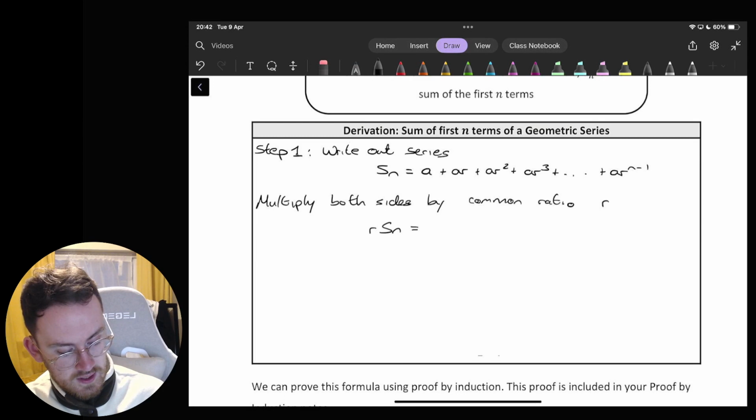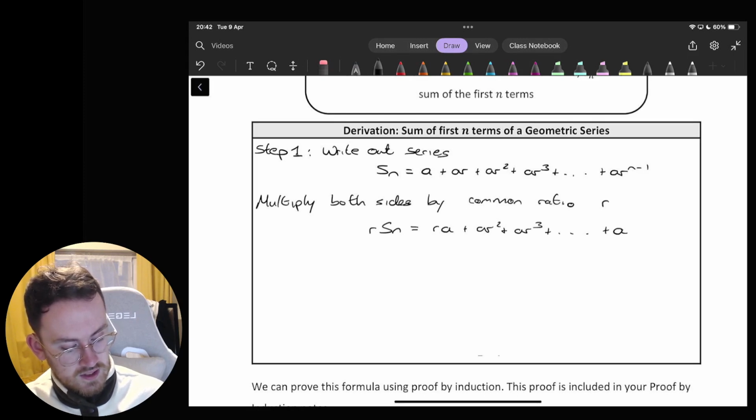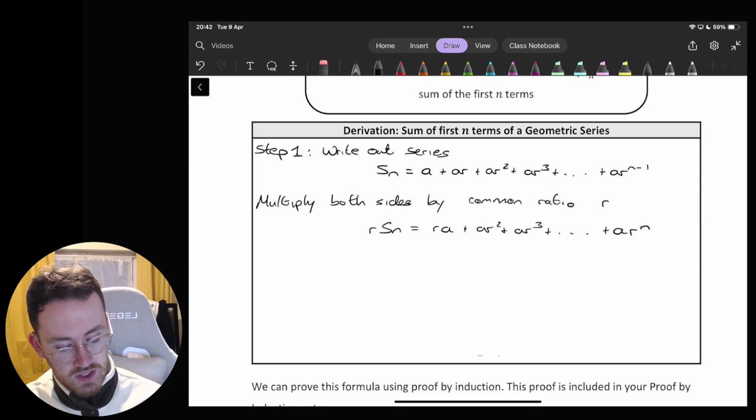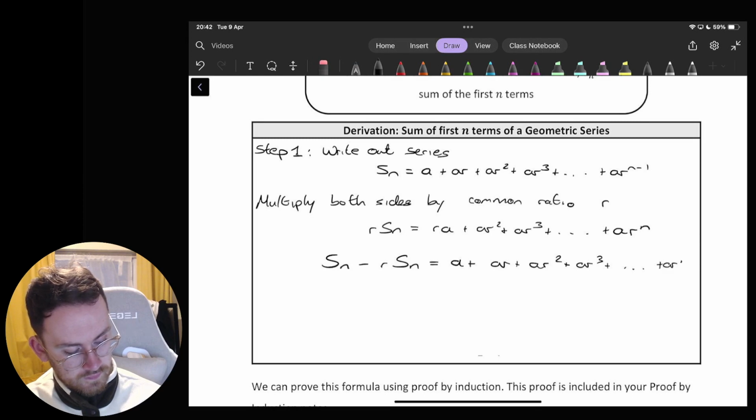So r Sn is r times a plus ar squared plus ar cubed, and so on until I get to ar to the n. What I'm really trying to do here is get that ar to the power of n term, to get that nth term included. So taking those away, if we write it out here, even just to compare, the one we're subtracting on the bottom is going to be ar plus ar squared plus ar cubed plus ar to the n minus 1 plus ar to the power of n.